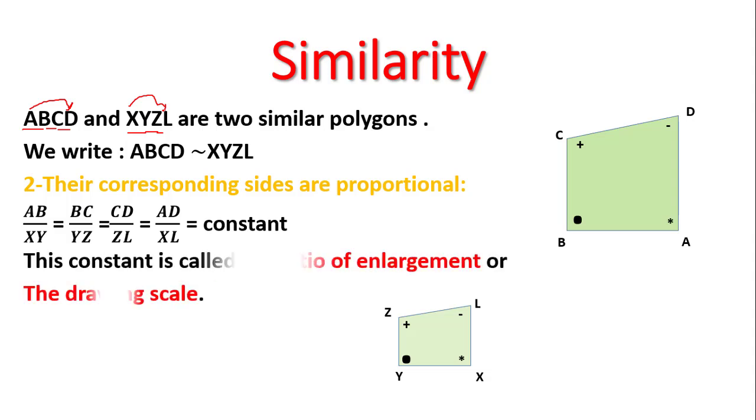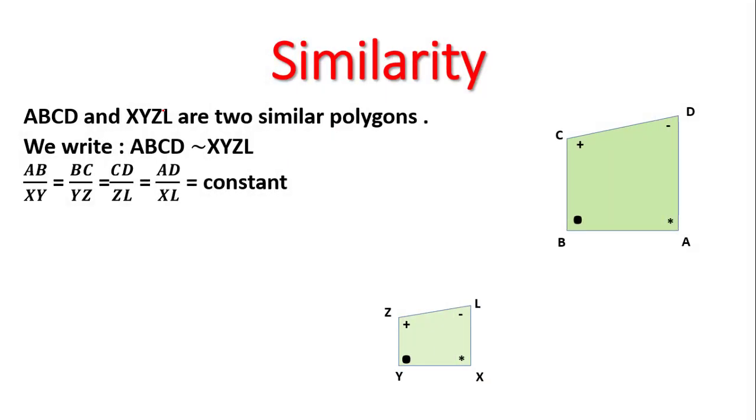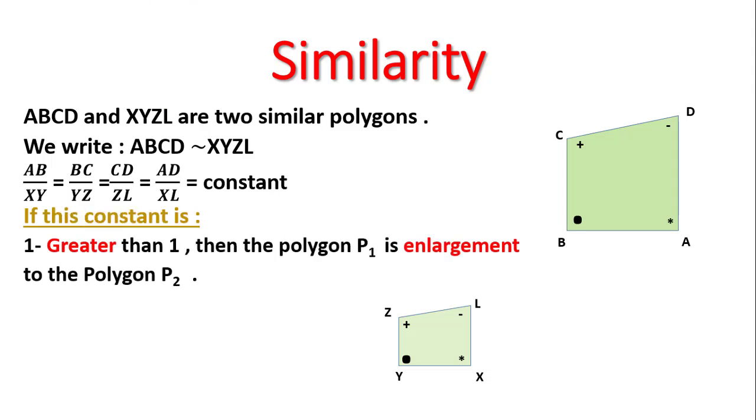This constant is called the ratio of enlargement or the drawing scale. Okay, this ratio or this drawing scale can be greater than 1.